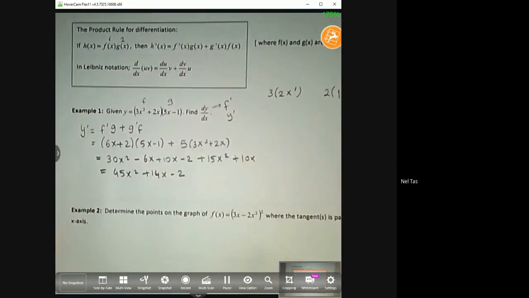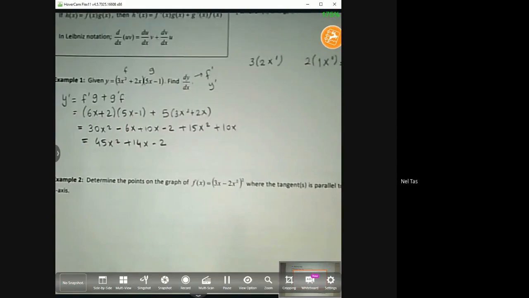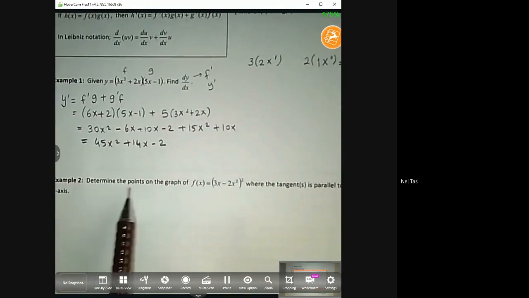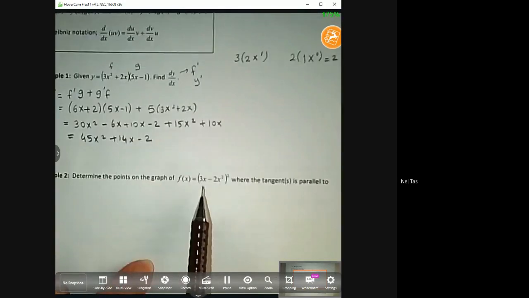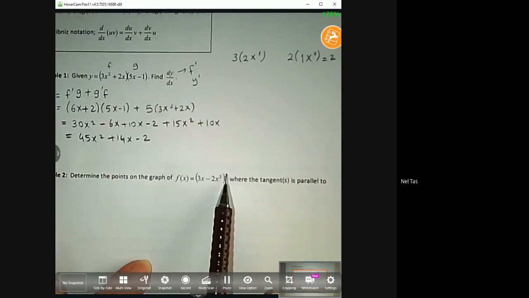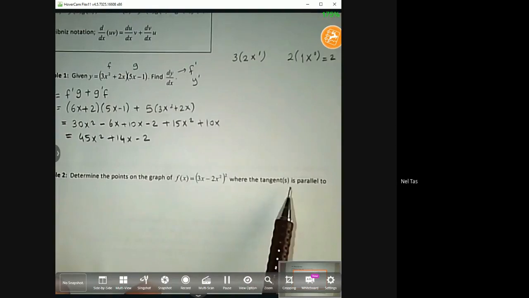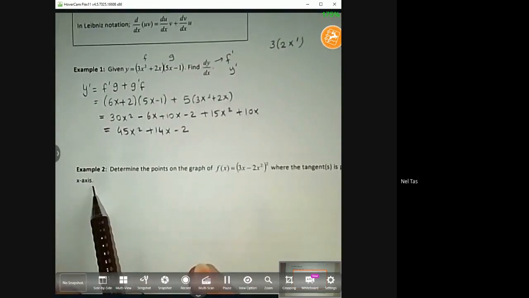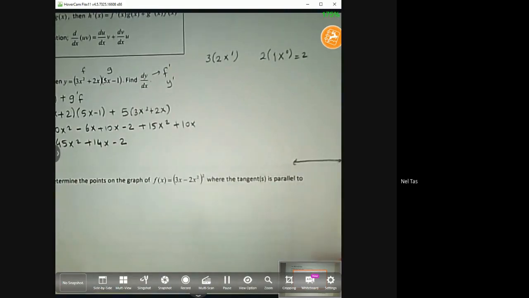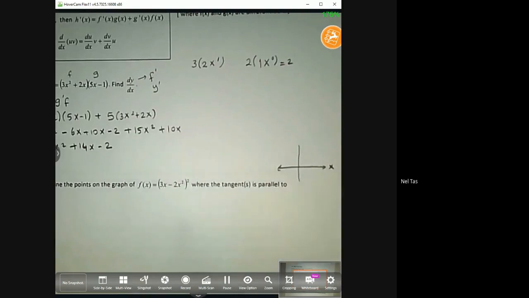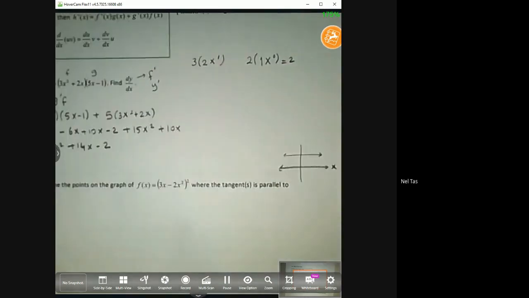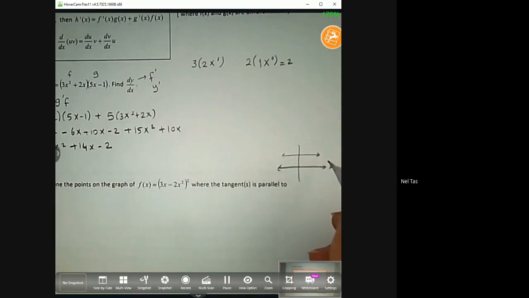Okay, so let's look at the second example. Determine the points on the graph of f of x equals 3x minus 2x squared where the tangent or tangents are parallel to the x-axis. If the tangents are parallel to the x-axis, the slopes of those lines are going to be 0. That's important to remember. Slope is 0 in that case.